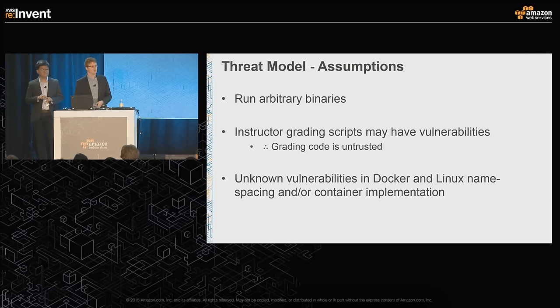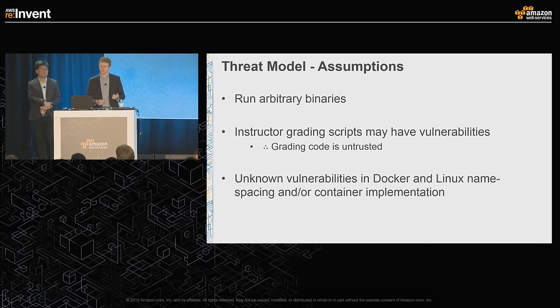Now, as part of our threat model, we made a number of assumptions. As previously mentioned, due to our scale in terms of the breadth of courses, we had to handle arbitrary binaries. Further, instructors are humans, and therefore they make mistakes. And because of that, we assume that instructor grading scripts and the instructor containers may have security vulnerabilities. This has the implication that all of the grading code and everything within those containers we treat as untrusted.